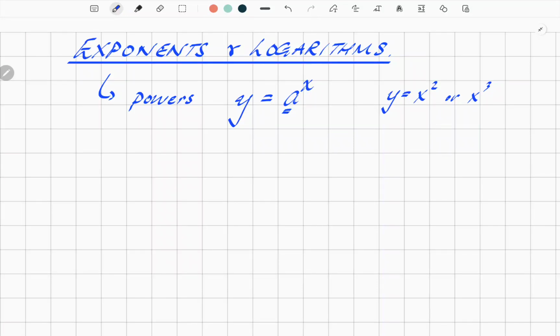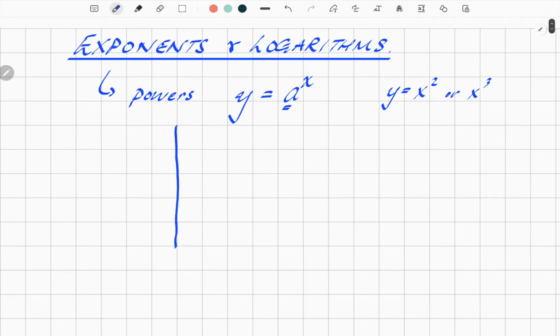So y equals a to the power 1, to the power 2, to the power 3, etc. Effectively that means the graph, if I do a little sketch of that, let's start. If a, for example, is 2, then when x equals 0, y equals 2 to the power 0. What's that? 1. Absolutely. So it's going to go through y equals 1 on the y-axis there.